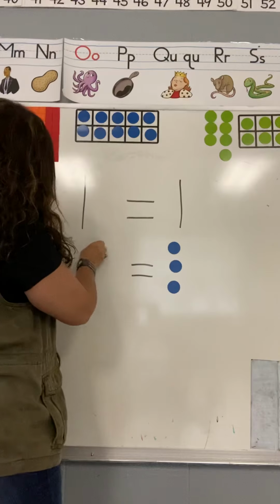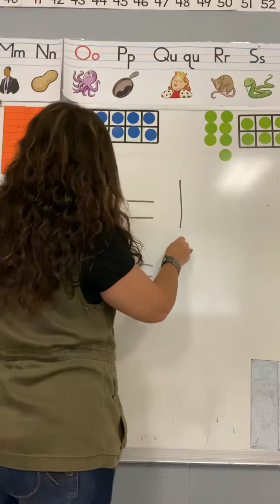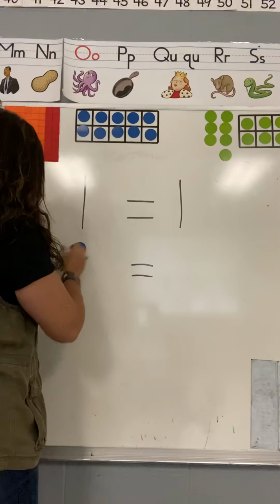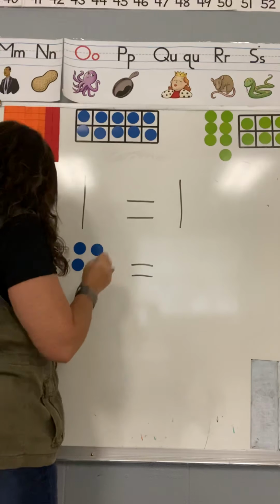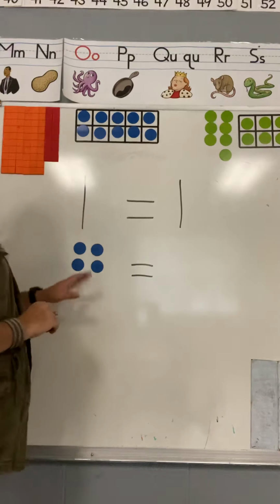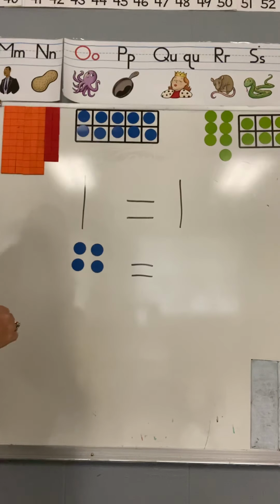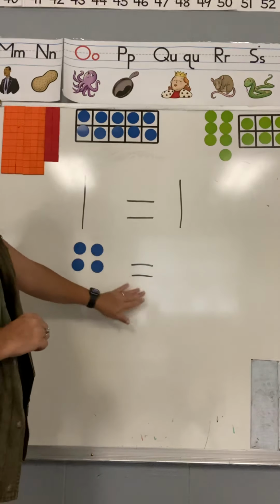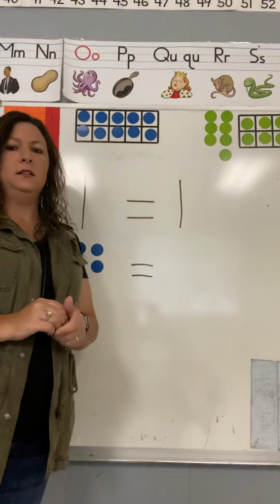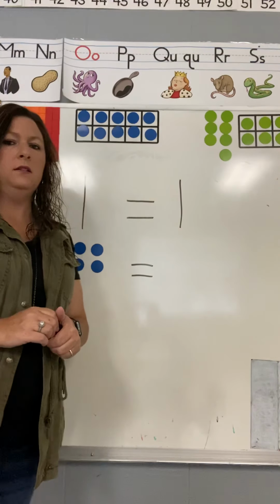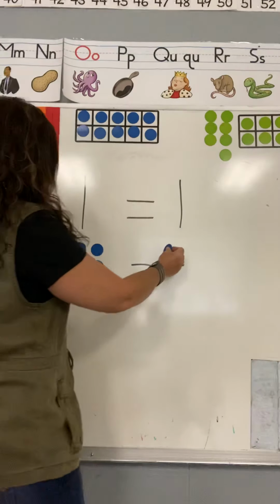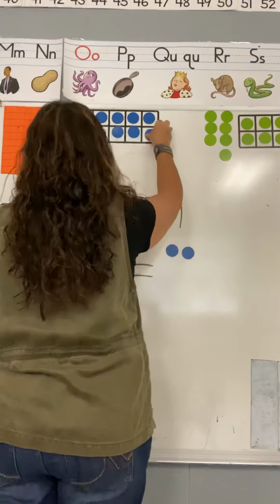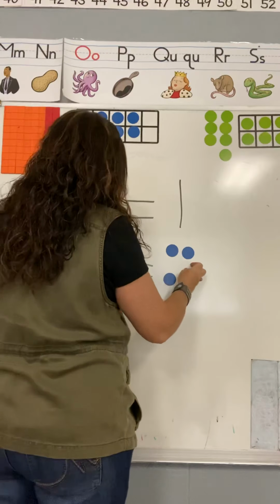Okay, next, let's try something else. We'll take these off. Let's do 1, 2, 3, 4. Okay, so I have 4 on one side. Okay, so I want to say 4 equals what? Can you think of what it might be? 4 equals 4, right? 1, 2, 3, 4.